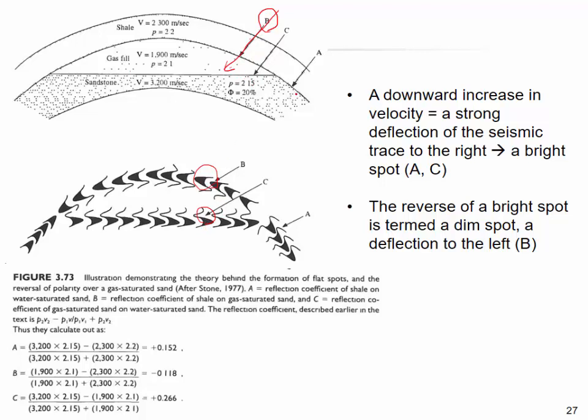Let's see. And what about the A point? At A, you have shale and the sandstone. That's low to high, so then you have also the straight polarity, so the positive polarity, like the case C. And that can be estimated or calculated by the reflection coefficient. So this is the reflection coefficient, so R calculated.